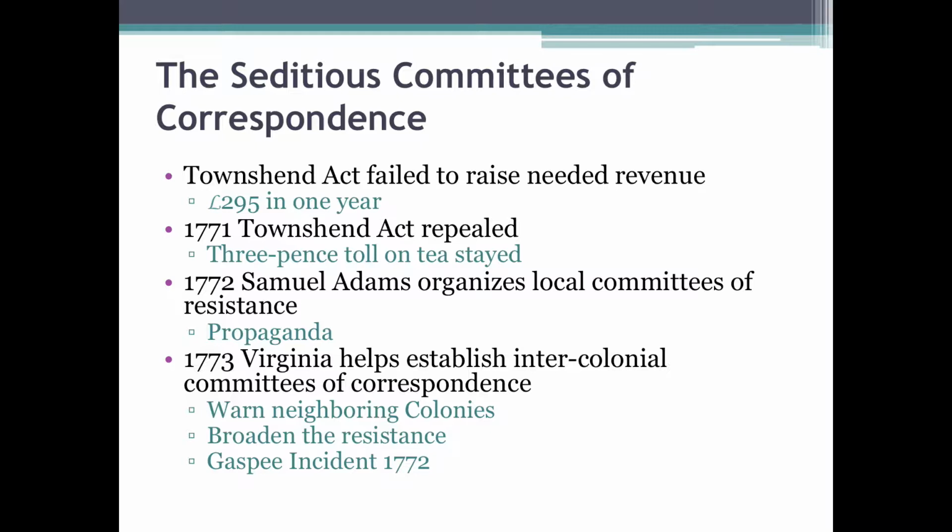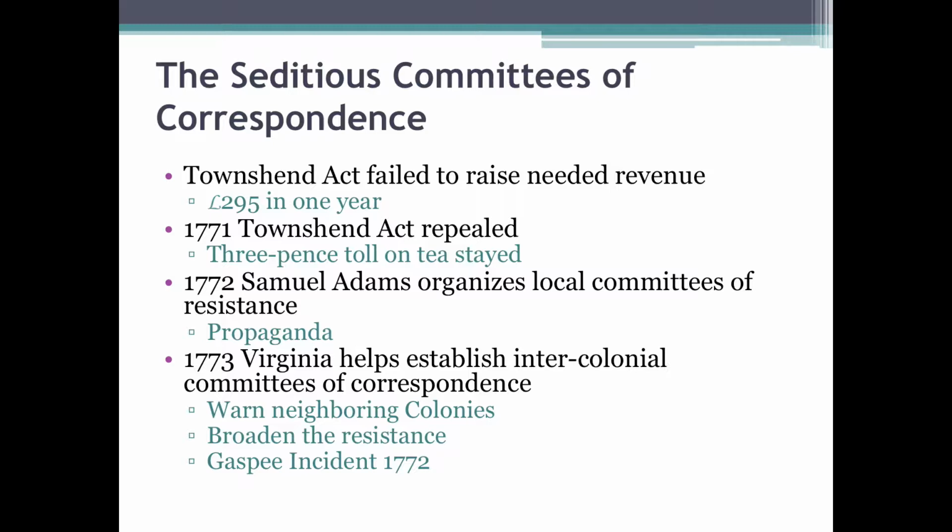Think about what I just said, though. A Navy ship, a ship of war, and colonists from Rhode Island set that ship on fire and shoot and wound the captain.